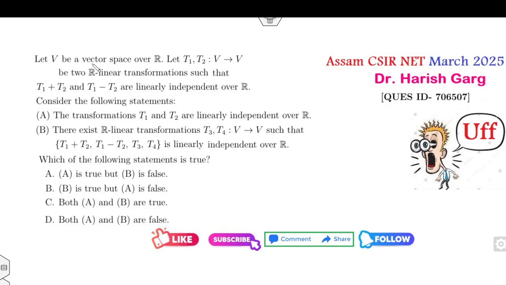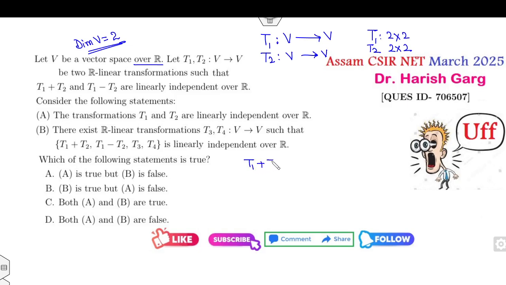Okay, look at another one. V is a vector space over R. So we never know the dimensions. T1 is a mapping from V to V. So V is a vector space of some dimension. I assume the dimension is 2, then T1 is a 2 cross 2 matrix. T2 is also V to V, and this is also a 2 cross 2 matrix, such that T1 plus T2 and T1 minus T2 are LI. So they are given to you. Then which of the following statements are correct?